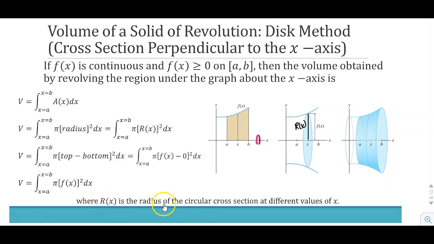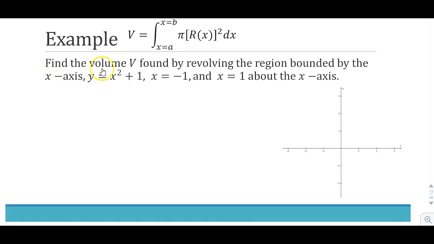So this will yield the volume of this solid. So r of x is the radius of the circular cross-section at different values of x. In this example, let's find the volume V found by revolving the region bounded by the x-axis, y equals x squared plus 1, x equals -1, and x equals 1 about the x-axis.